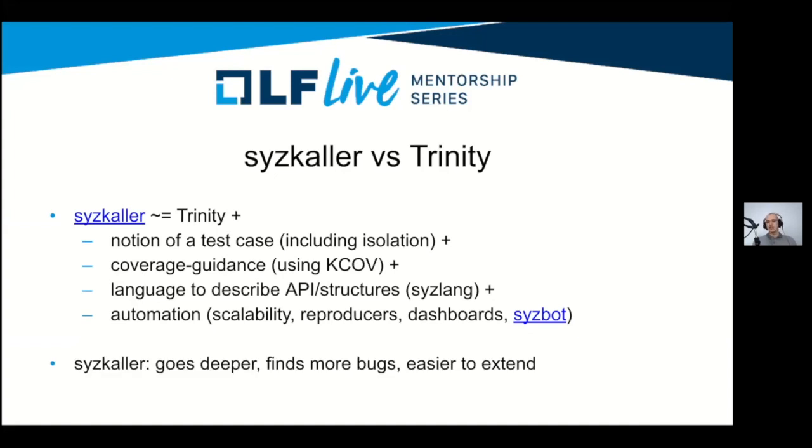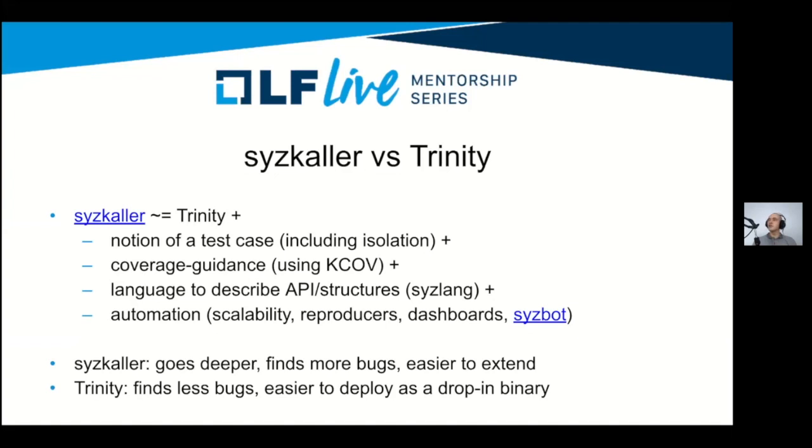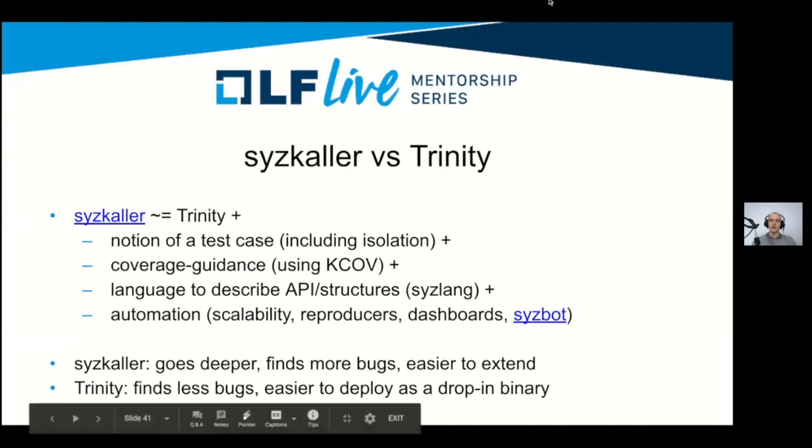And essentially, Syscaller is something that goes deeper due to coverage guidance. It finds more bugs and it's easier to extend. But Trinity is still, even though it finds fewer bugs, I think it's still useful in certain cases because it's really easy to deploy as a binary. You just build it, you drop in the binary, you run it, and that's it. Syscaller can also be run in standalone mode, but it's a little bit more difficult to set up.